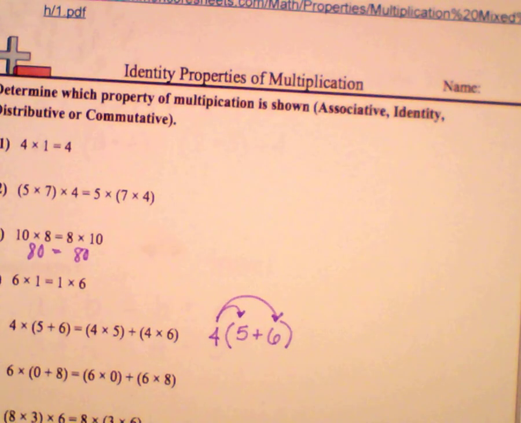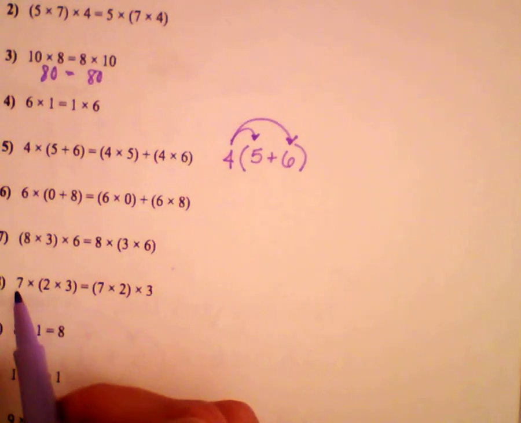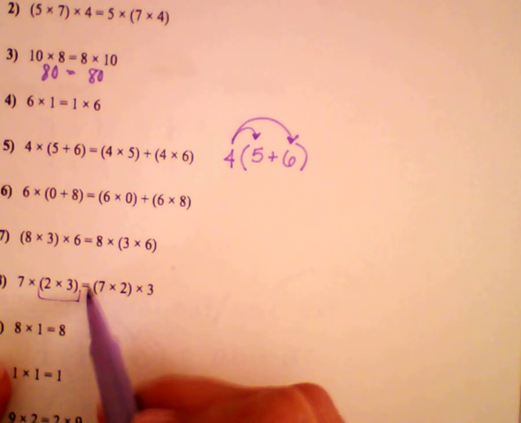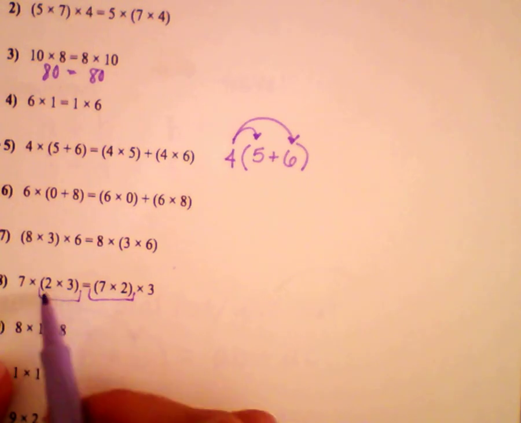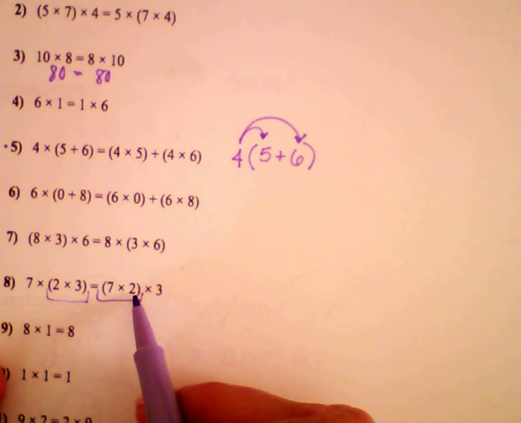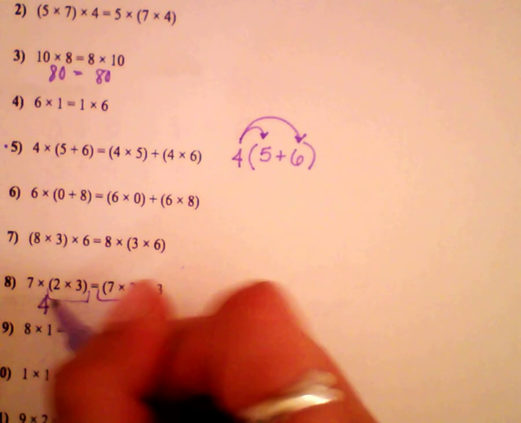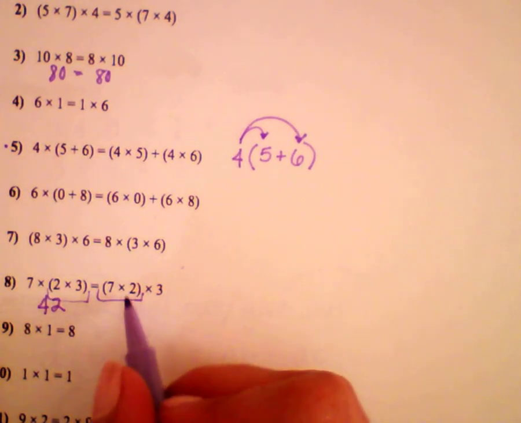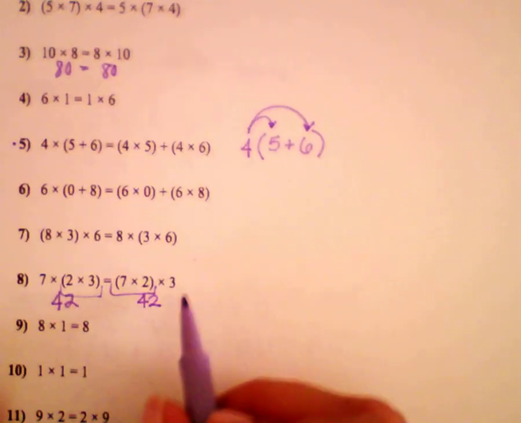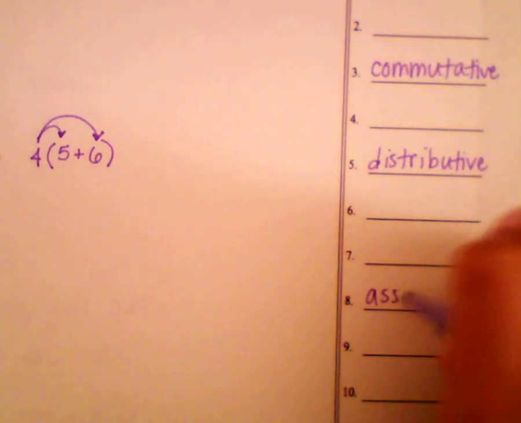Last but not least, let's take a look at number 8. Number 8 shows me 7 times the group of 2 times 3. Over here, I notice that the group is 7 times 2. So this is telling me, oh, 2 and 3 are associating themselves over here. But on this side, 7 and 2 are associating themselves. However, 7 times 2 times 3 is 6. 7 times 6 is 42. 7 times 2 is 14. Times 3 is 42. So again, different associations, but getting me the same answer. So number 8 is associative.